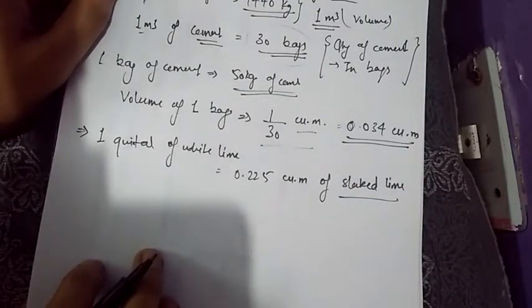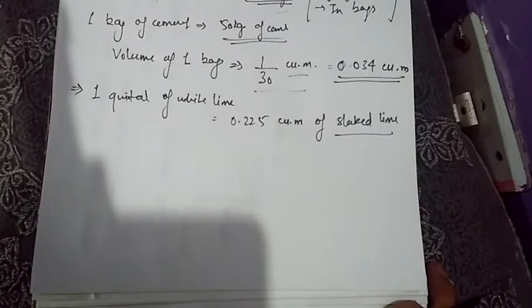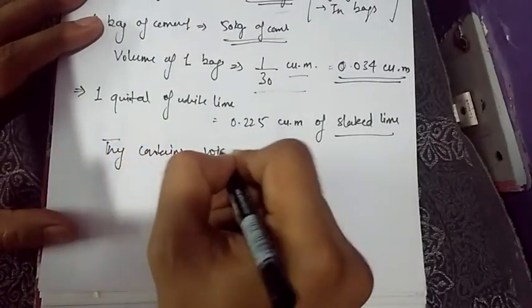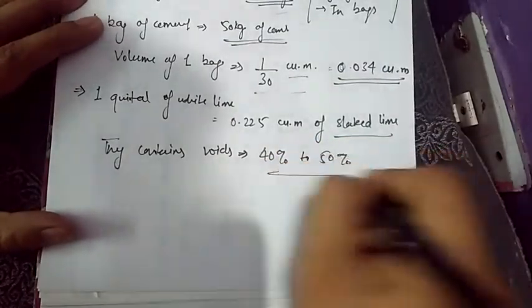Okay guys, now I'm telling you that in concrete mix, if we are finding out the quantity of cement, for mortar and concrete, the ingredient materials lime, cement, sand, surkhi, stone, bricks and aggregates etc. have voids varying from 40% to 50%. They contain voids which are 40% to 50%.